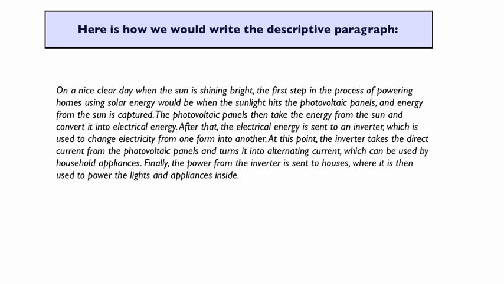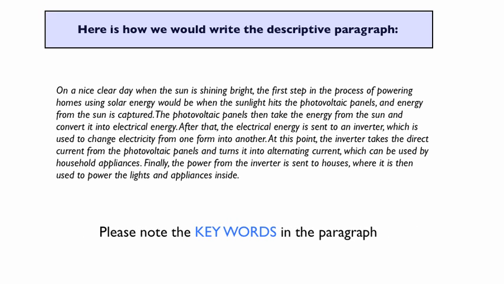After that, the electrical energy is sent to an inverter, which is used to change electricity from one form into another. At this point, the inverter takes the direct current from the photovoltaic panels and turns it into alternating current, which can be used by household appliances. Finally, the power from the inverter is sent to houses, where it is then used to power the lights and appliances inside. Please note the key words: the first step, then take, after that, at this point, and finally.